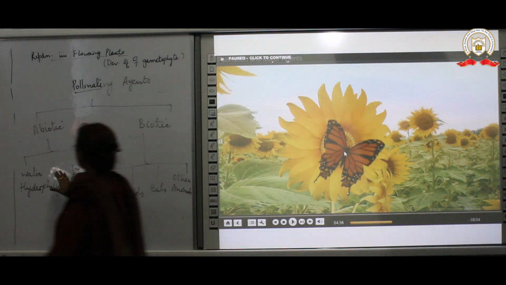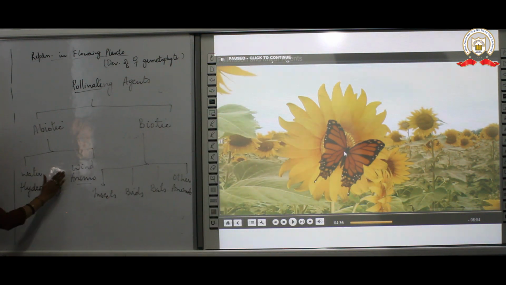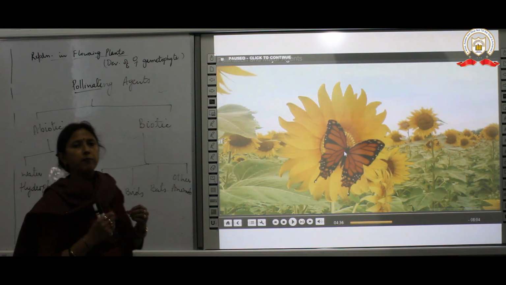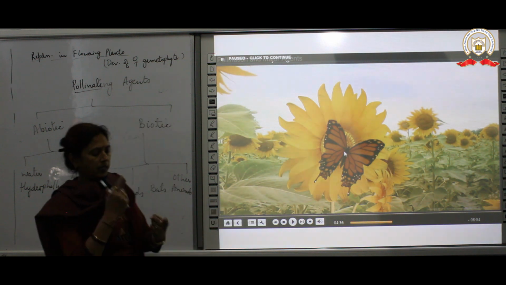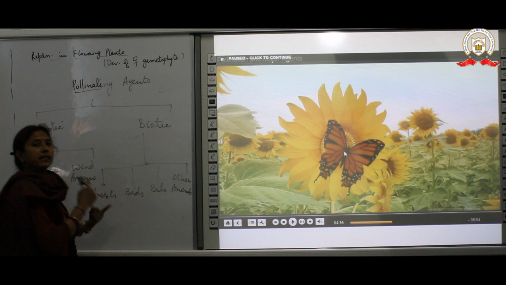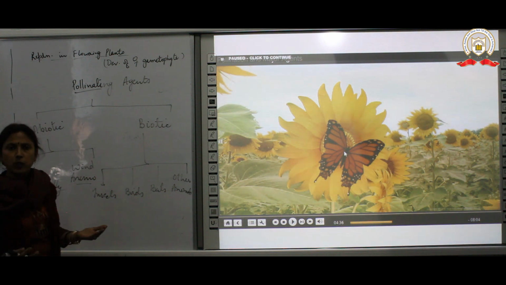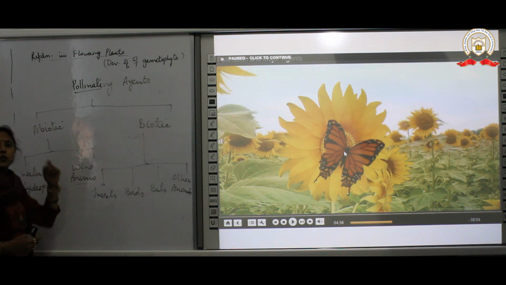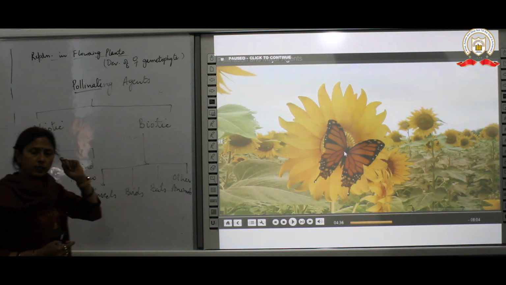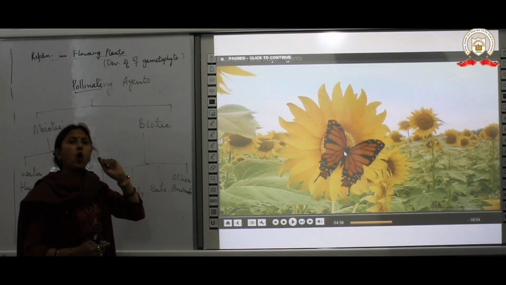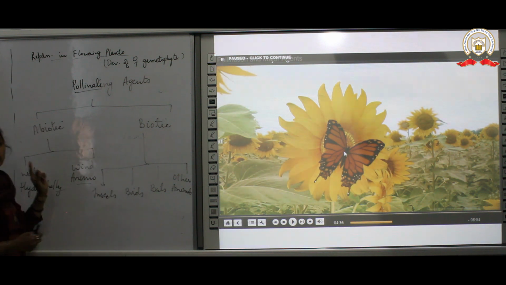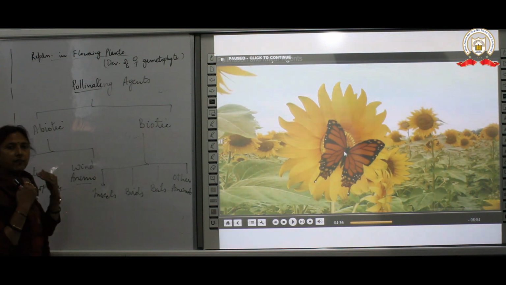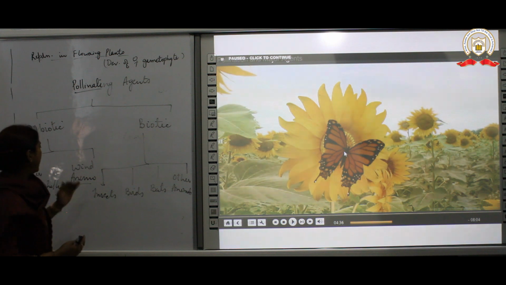Now, when we talk about wind pollinated plants, there should be, number one, lightweight pollen grains, number two, a very large number of pollen grains, number three, their flowers can be inconspicuous and small in size because they don't have to attract any agent. Then the stigma should be either sticky, having a protective sticky covering, or feathery, and the stigma must always be exposed.